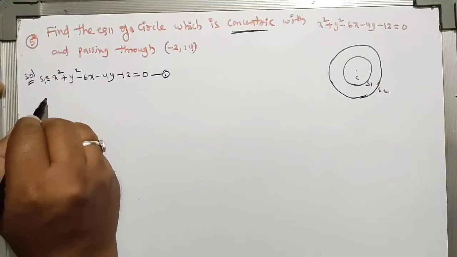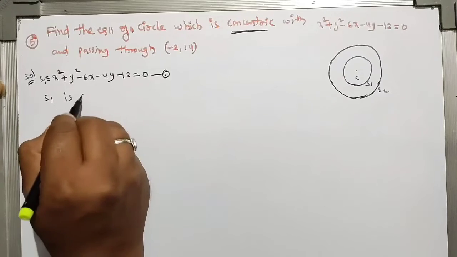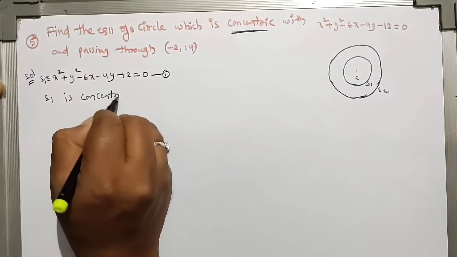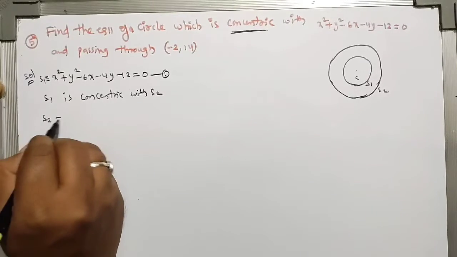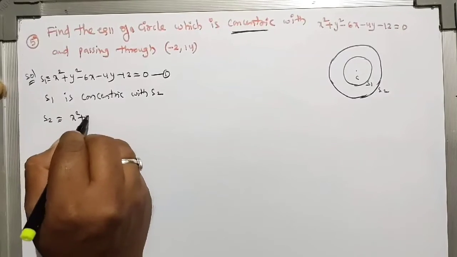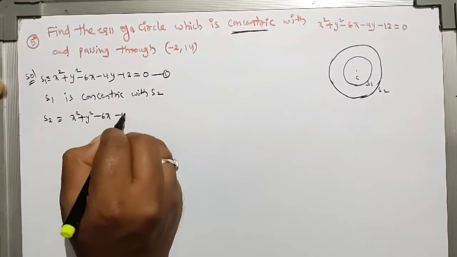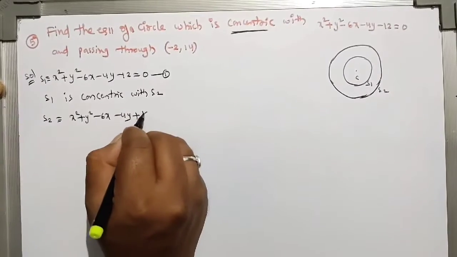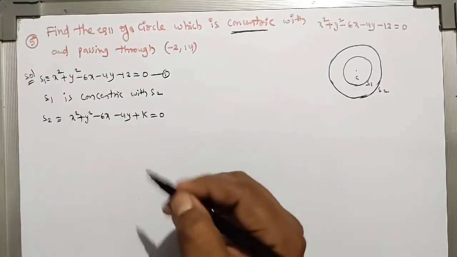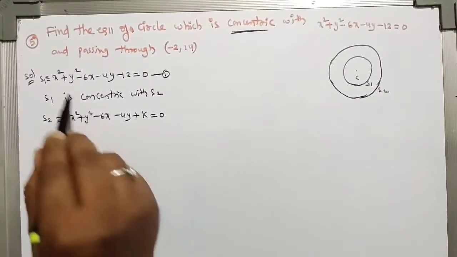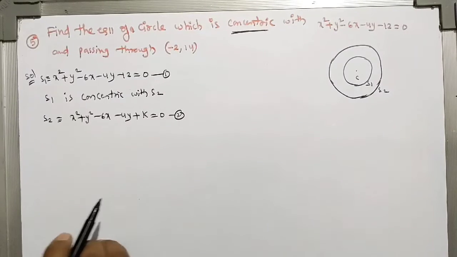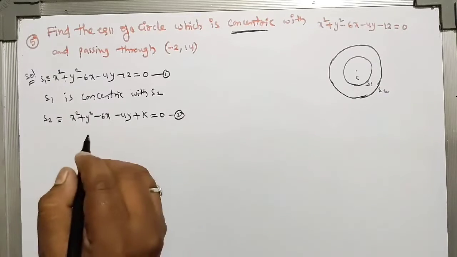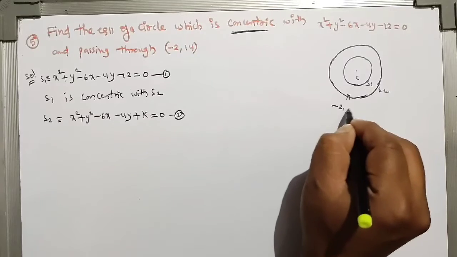If S1 is concentric with S2, therefore S2 is x square plus y square minus 6x minus 4y plus k is equal to 0. Why? Because when both are concentric, these terms will be the same, only the constants will be different. So this is the equation 2. And given that equation 2 is passing through the point minus 2 comma 14.